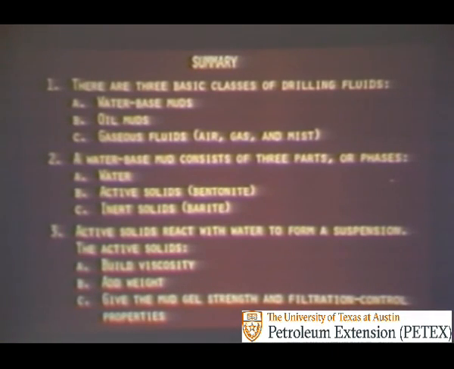To summarize what we've seen so far, there are three basic classes of drilling fluids: water-based muds, oil muds, and gaseous fluids like air, gas, and mist. A water-based mud consists of three parts, or phases: water, active solids like bentonite, and inert solids like barite. Active solids react with water to form a suspension. The active solids build viscosity, add weight, and give the mud gel strength and filtration control properties.